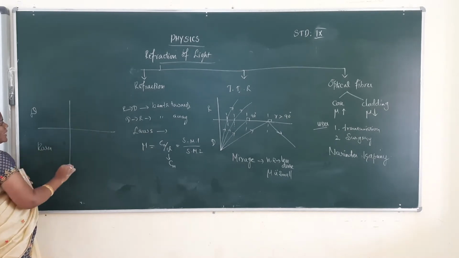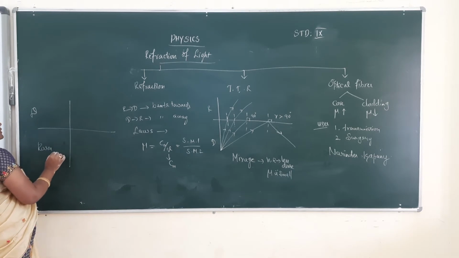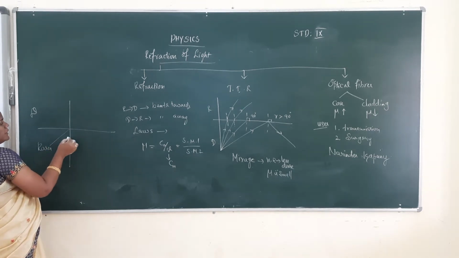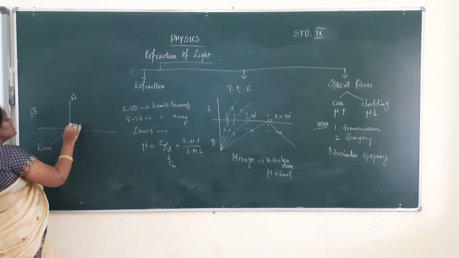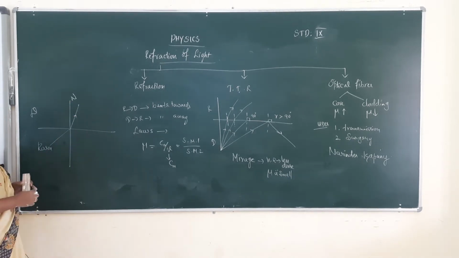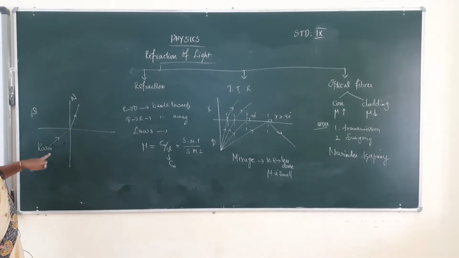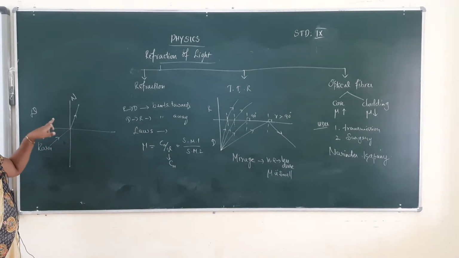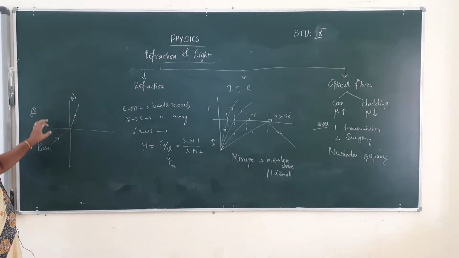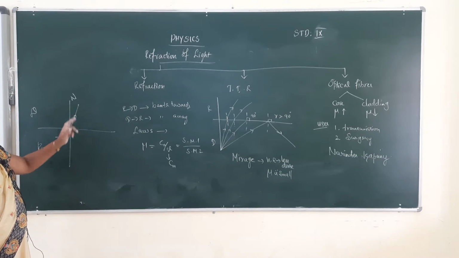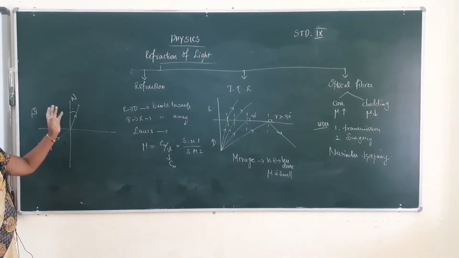This is a normal line. Suppose light falls from rarer medium to denser medium, it just bends towards the normal line. That is the normal line. So light passing from rarer medium to denser medium, that is, from air into a glass, just bends towards the normal line. It bends towards the normal line.